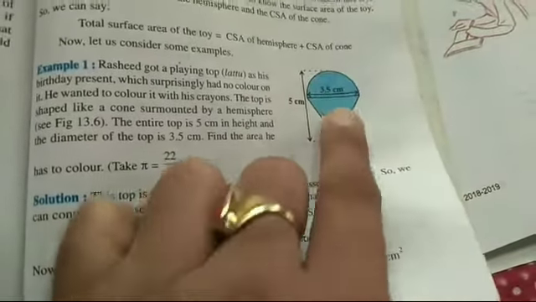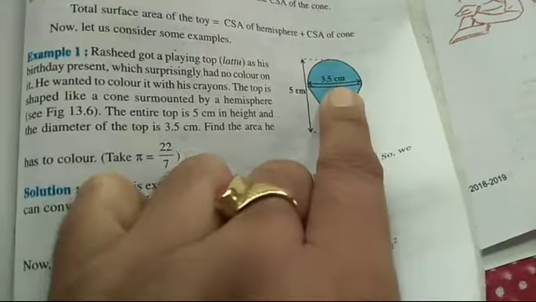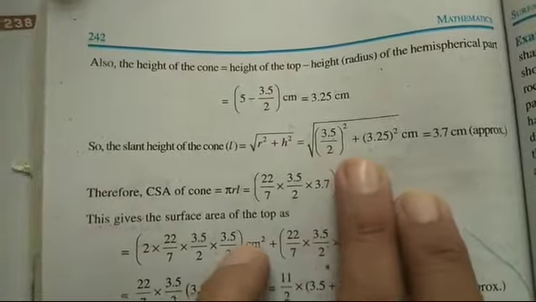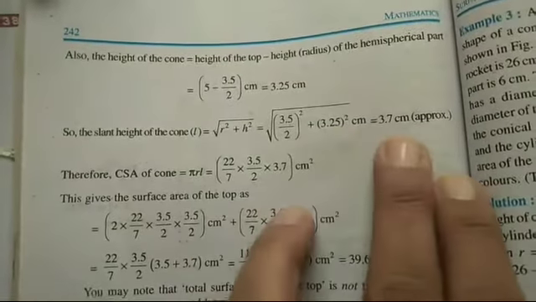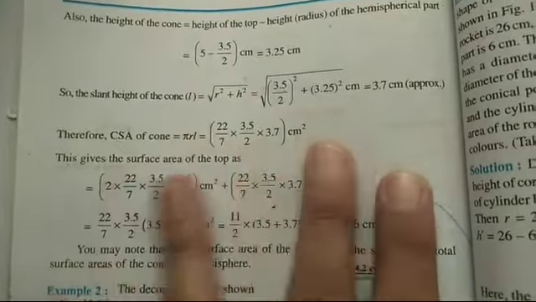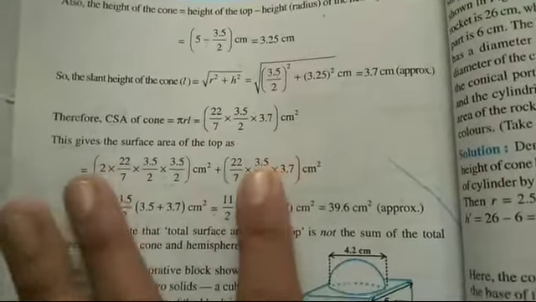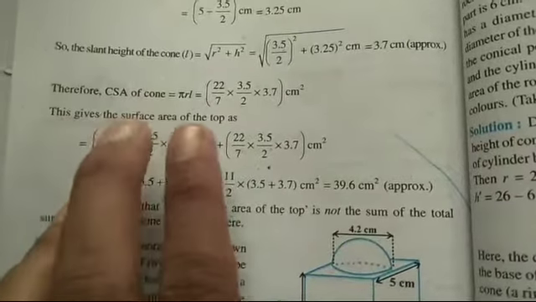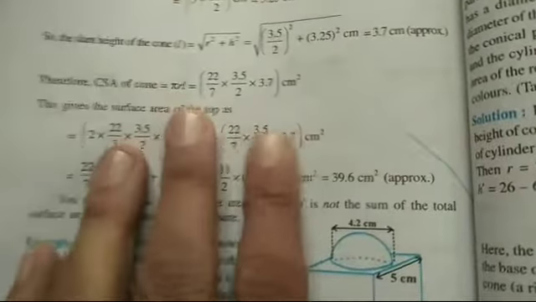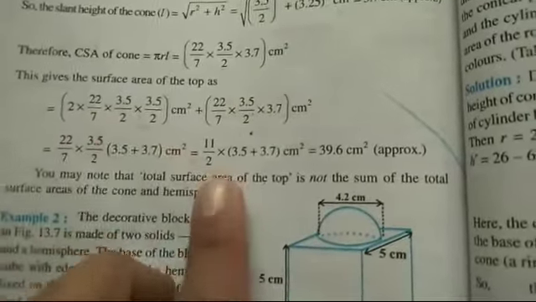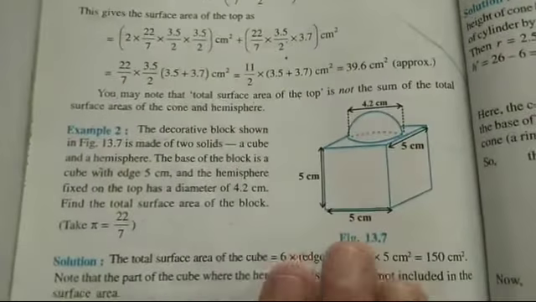Now the problem is that l is not given here, so we can find l by using the formula l equals root of r square plus h square, which is root of 3.5 whole square plus 3.25 whole square, which is approximately 3.7 centimeters. Then the curved surface area of the cone is pi r l; putting the values, we get the answer. To make the calculations easy, instead of putting all the values separately, we can write the formula, take out the common factor, and then put in the values. That makes the questions easy.